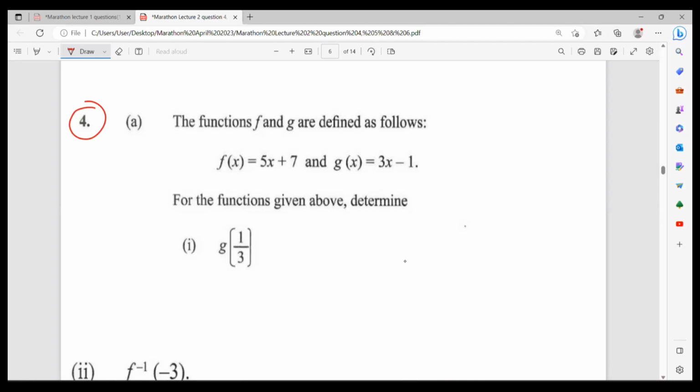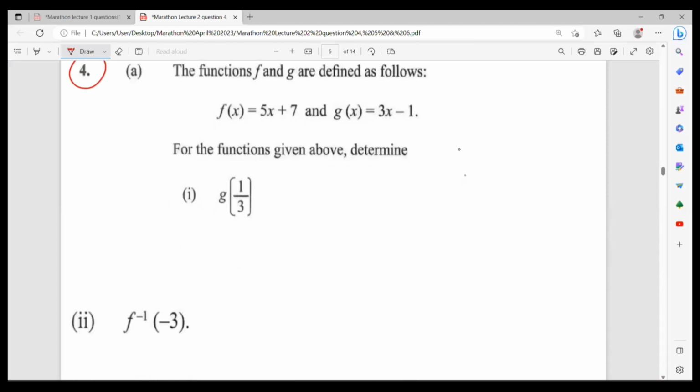Thank you. All right. It says the functions f and g are defined as follows. f of x is equal to 5x plus 7. g of x is equal to 3x minus 1. For the functions given above, we want to determine g of 1/3. Again, g of 1/3 will be done using the g function. So you want to take the g function here. Let me write it back. And you're going to put 1/3 where x is, because the only place you can substitute is where x is.